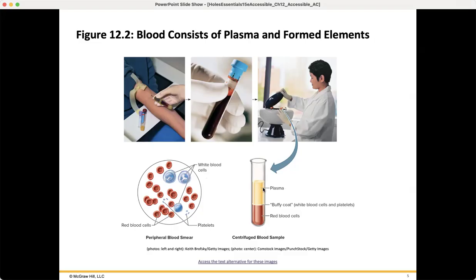This is what the sample would look like just coming out of the centrifuge tube. Plasma would be the least dense, so it would be at the top. This buffy coat in here, you will actually see a physical kind of thin line there that looks fairly white, and that will contain the white blood cells and platelets. And then the bottom of the sample is the hematocrit, the red blood cells.